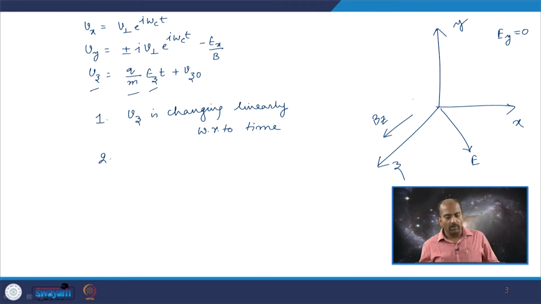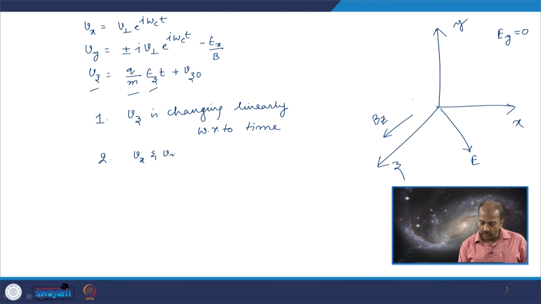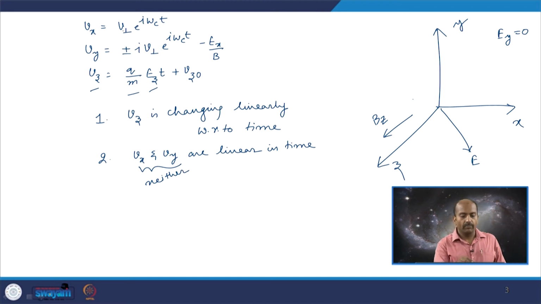So, what else can you say about Vx and Vy? Vz is changing with respect to time, of course. How about Vx and Vy? Neither of Vx and Vy is linear in time, right. If you see, you have an exponential term appearing in the beginning.